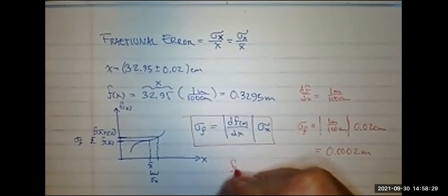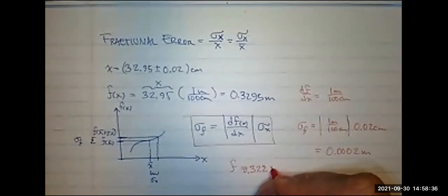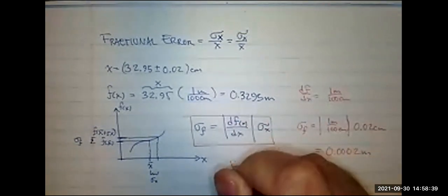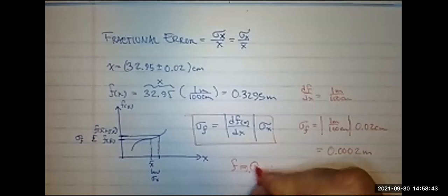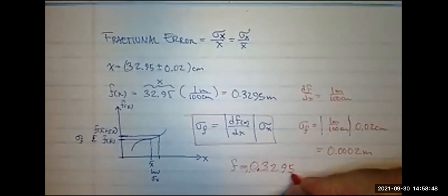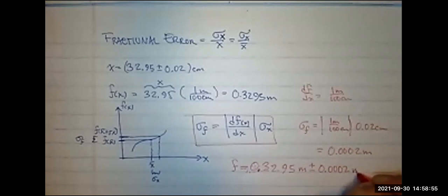So I would report f as 0.3295. Let me give it a little bit more space since I was writing that so small. I would report f as 0.3295 meters plus or minus 0.0002 meters. Notice those digits still line up. So that's one of your formulas, but that's the simplest scenario.